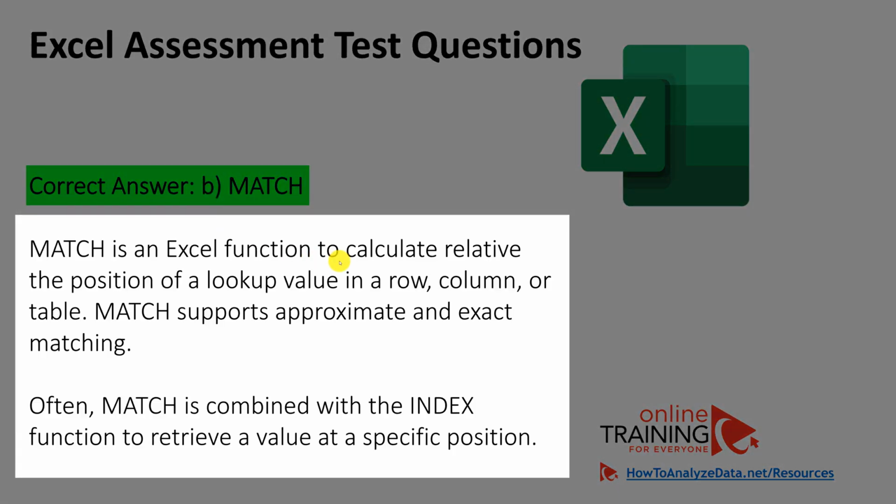And MATCH is an Excel function to calculate the relative position of a lookup value in a row, column, or a table. And MATCH supports approximate or exact matching. In the combination of INDEX MATCH, MATCH is used to calculate the position, and INDEX returns the value of that position.